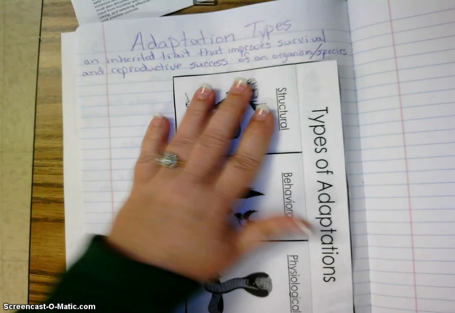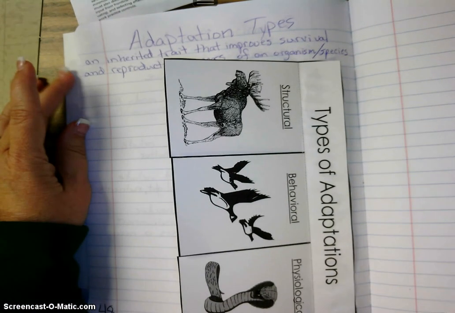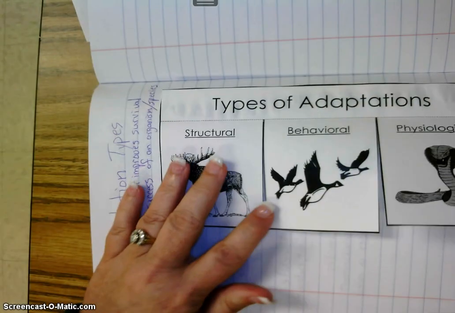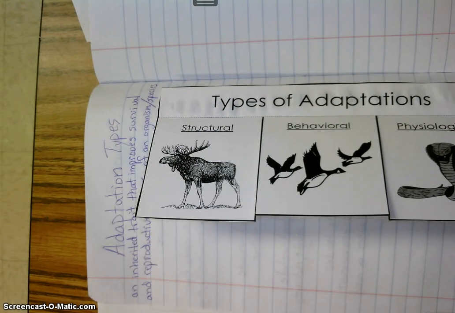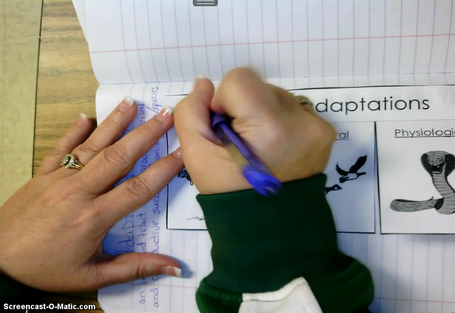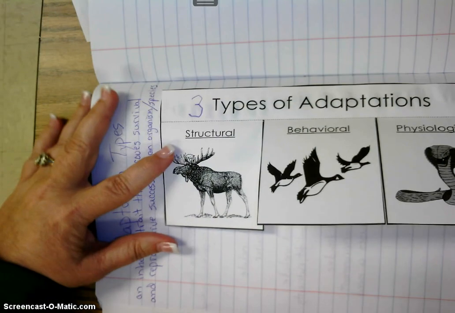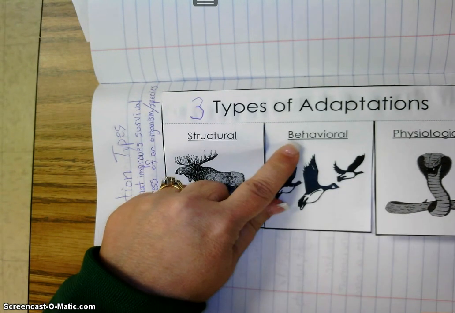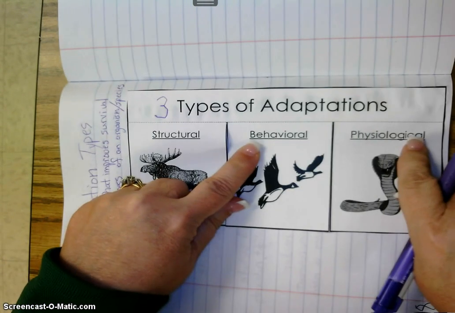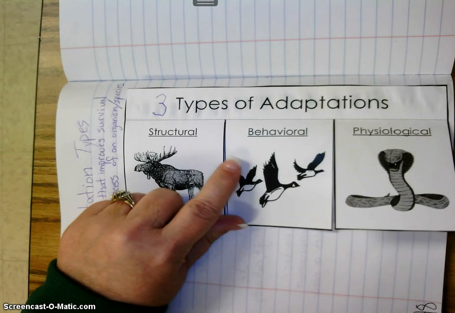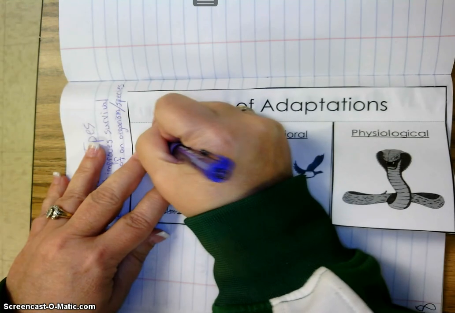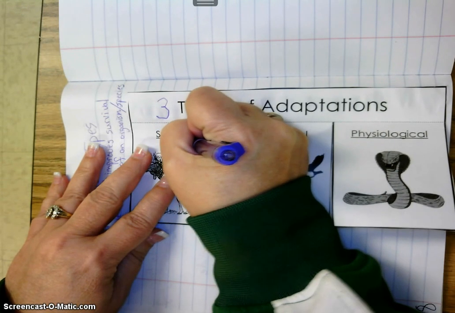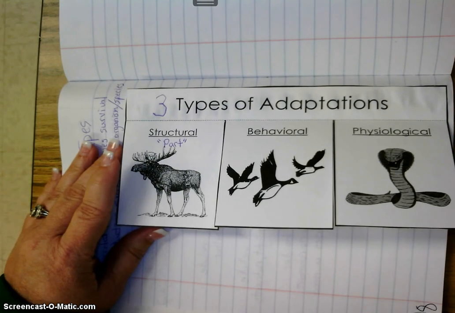So we've got adaptation types, we got the definition of adaptations, and now I'm going to turn my journal sideways so that we can complete our foldable. So the first thing I'm going to do is I'm going to write the number 3 here because there are 3 types, and those 3 types are called structural, behavioral, and physiological. Structural, behavioral, and physiological. So underneath structural, in parentheses, I'm going to write, this is a part of the animal, okay? A structural part of the animal.